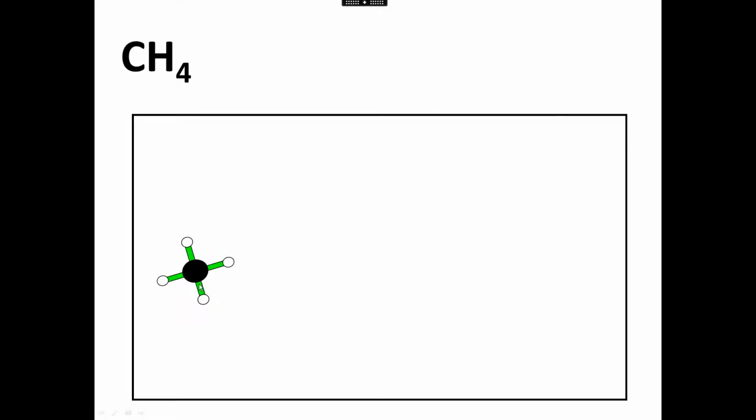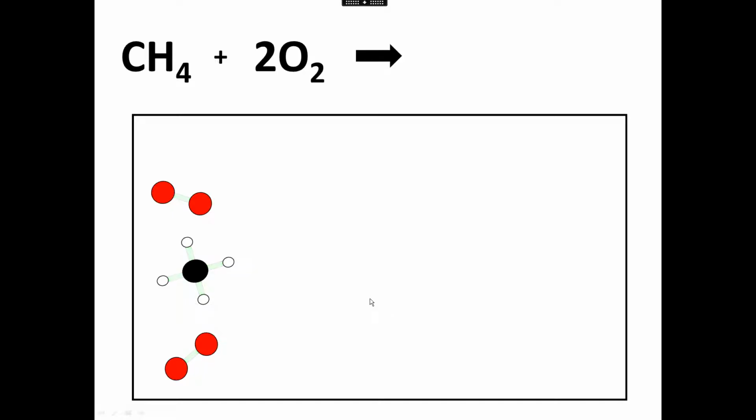Okay, here is methane, CH4, 1 carbon, 4 hydrogens. That reacts together with 2 lots of oxygen, 2 lots of O2. So here's an O2 molecule, here's another one. There are 2 lots of O2. Let's see what happens to them during the reaction. Right, let's have a look.